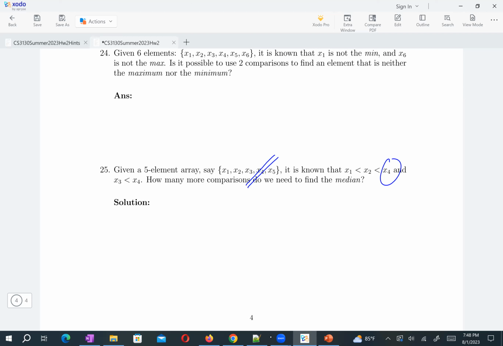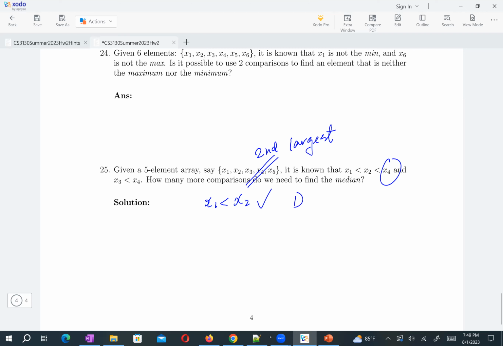the second largest of the 4 elements. So the question becomes, how do you find the second largest? You just give me those comparisons. But with the information you already have, x1 less than x2, you do not need to do this comparison.